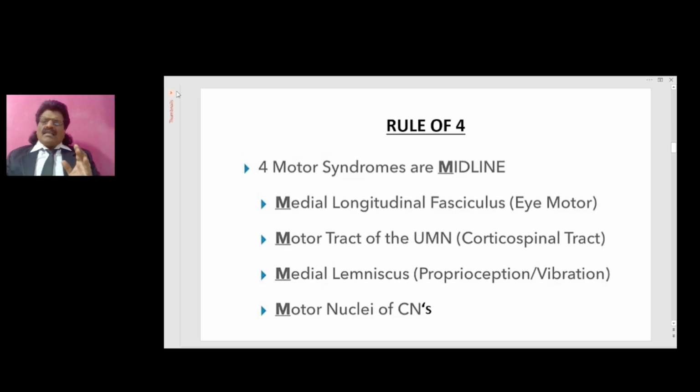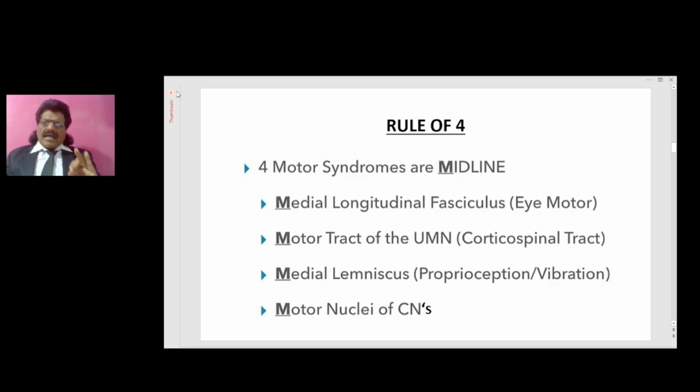There are 4 tracts which start with the letter M and are placed medially. So M for medial. The tracts which start with the letter M are placed medially. What are those tracts? 1, M, medial longitudinal fasciculus, which connects 3rd, 4th, 6th with 8th and which is important for ocular movements. So medial longitudinal fasciculus is placed medially.